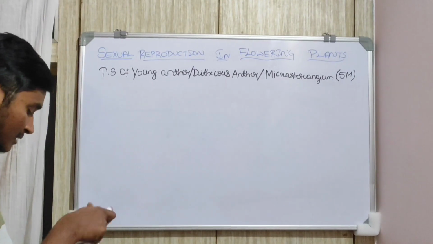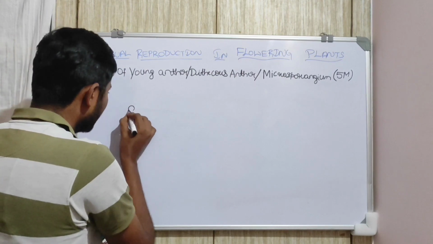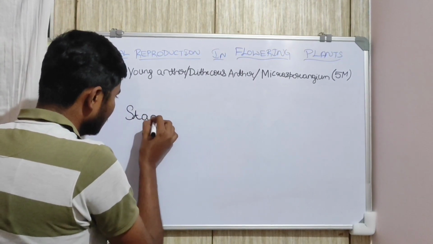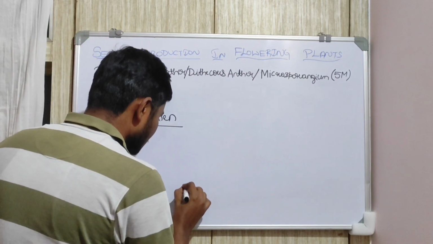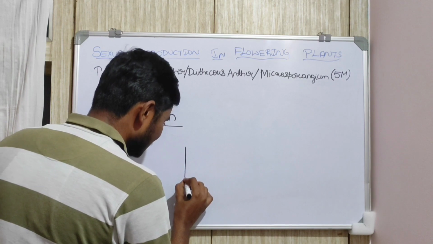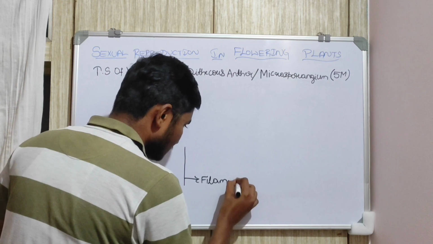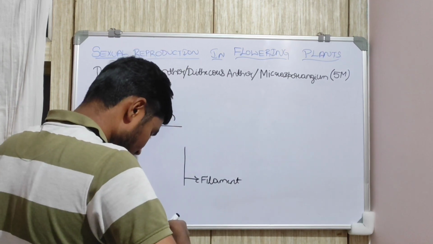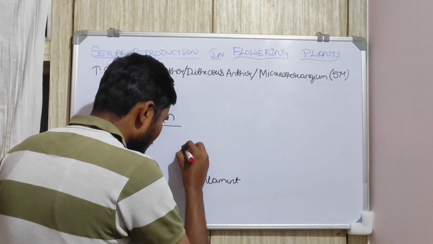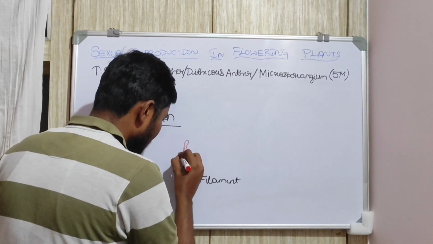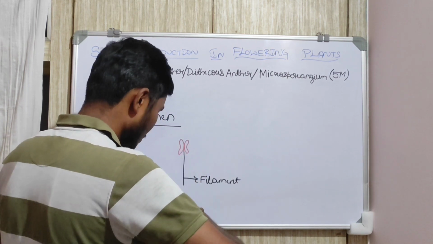So we know that the male reproductive unit in a flower is called stamen. The stamen consists of 3 parts. The long and slender stalk-like structure is called filament. The terminal region of the filament consists of a bilobed anther.